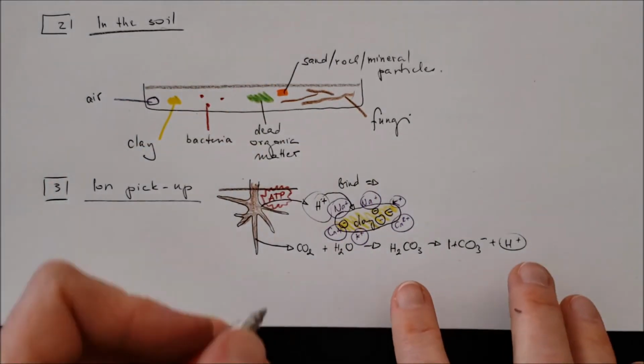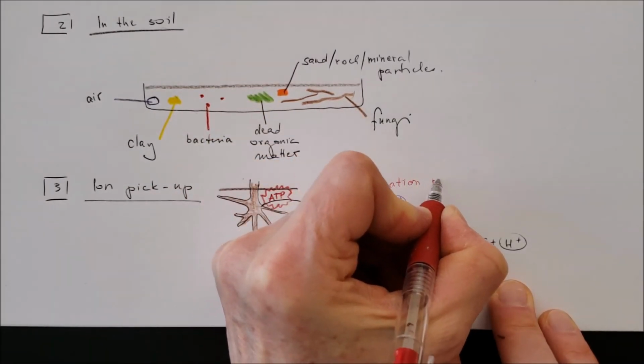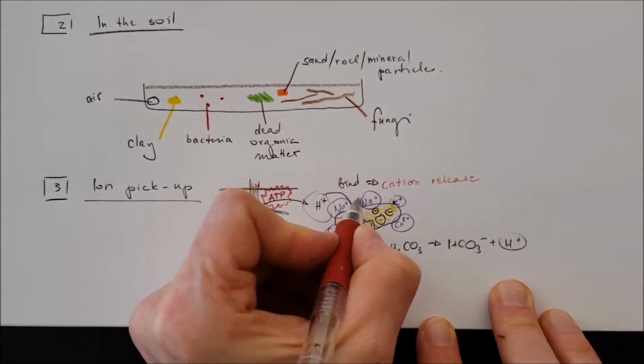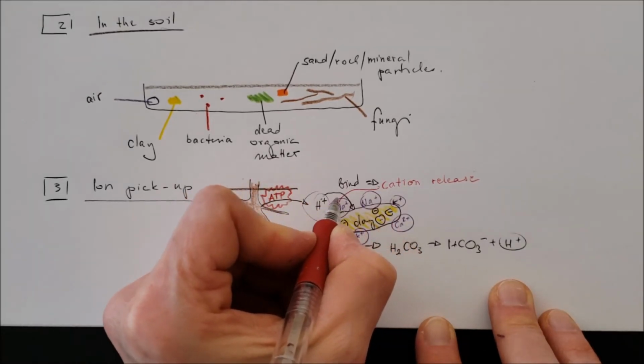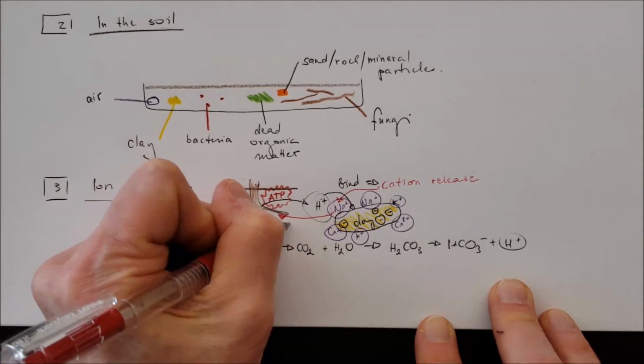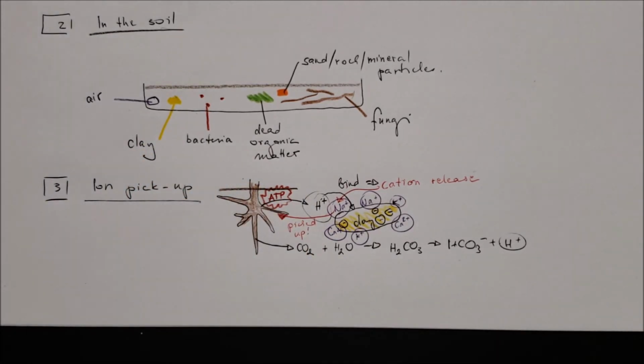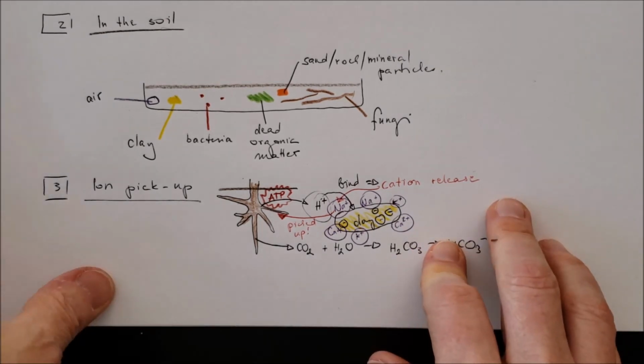So the hydrogen ion is going to bind to the clay particle, and when it binds to the clay particle, it pushes out one of the cations, and the cation is going to be picked up by the root system. So this is a cation release or cation exchange process.